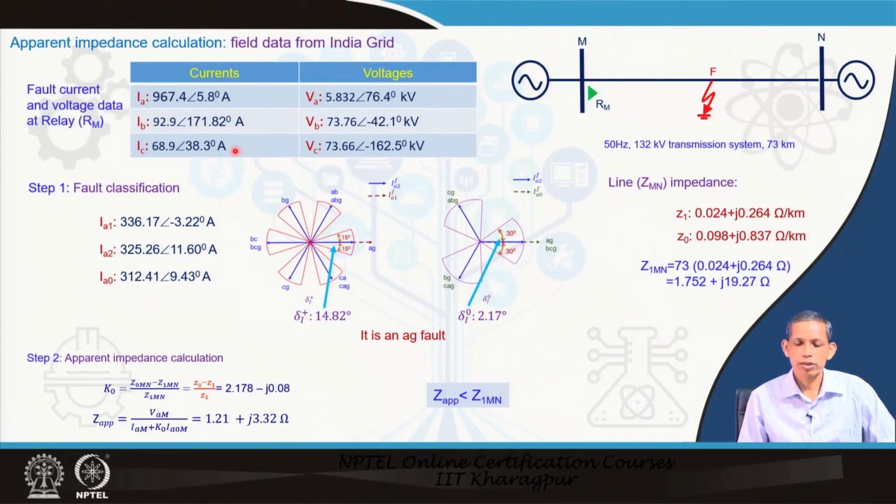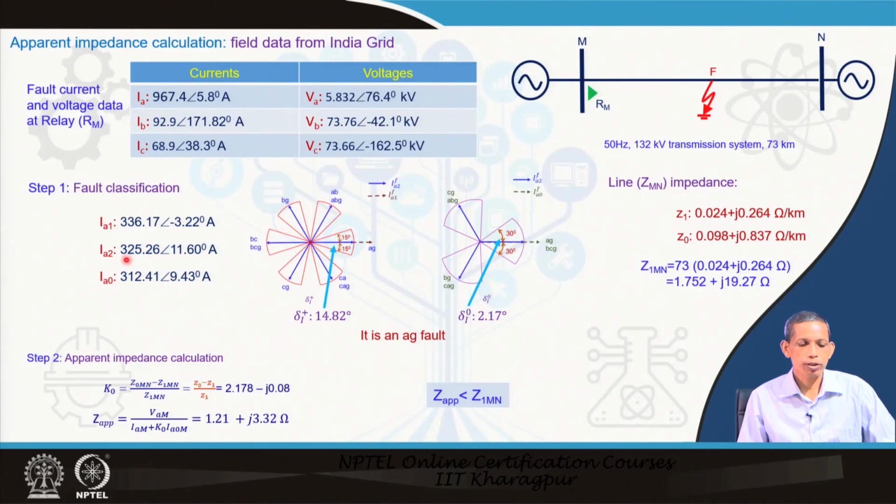Now, for the apparent impedance calculation and subsequently for the relay decision, before the apparent impedance calculation, the relay has to know which type of fault it is. Accordingly, the corresponding voltage current relations will be used. So, we use the current based fault classifier already learned in earlier lectures. We compute the corresponding IA1, IA2 and I0 and then compute the delta I positive and delta I0.